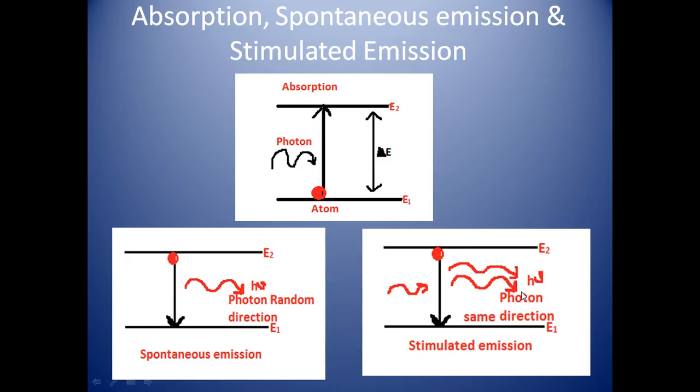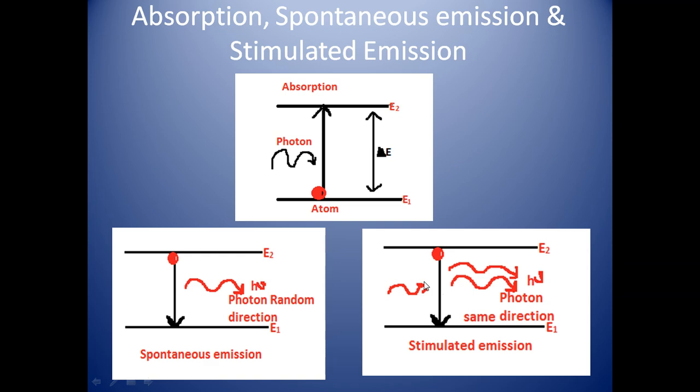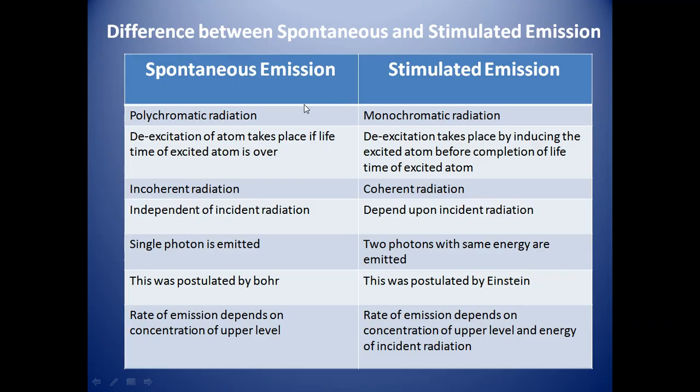Two photons are emitted. The emitted photon has the same direction as that of the incident photon. So spontaneous means de-excitation happens on its own. In stimulated emission, de-excitation is due to external energy that you have given. So now let us look at the differences between spontaneous and stimulated emission.